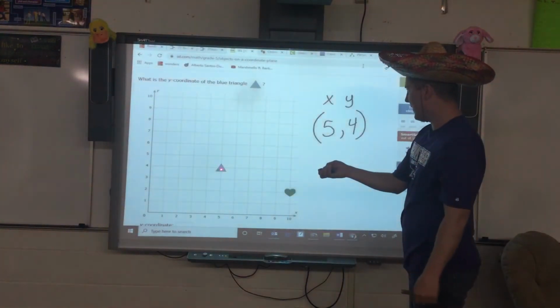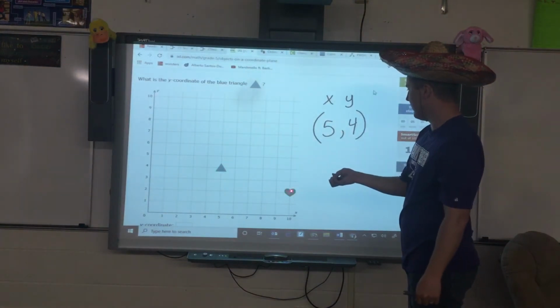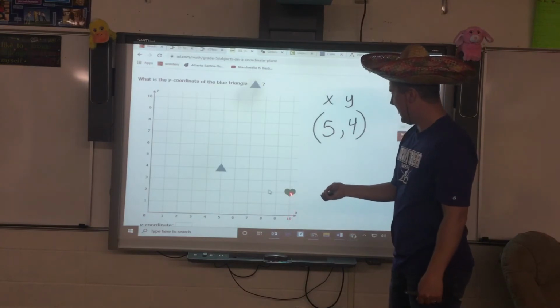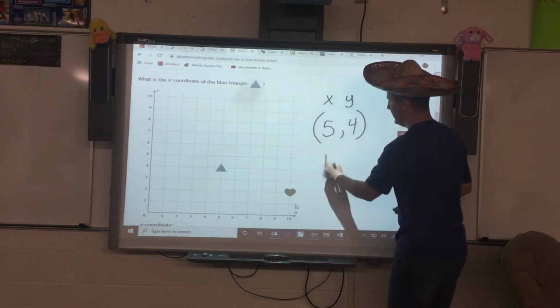The next one, if I was going to go for this green heart, start at my origin, all the way over to 10, and then I go up 2, 10, 2.